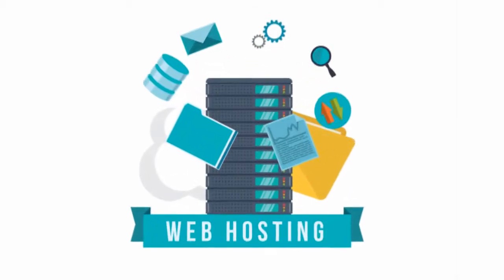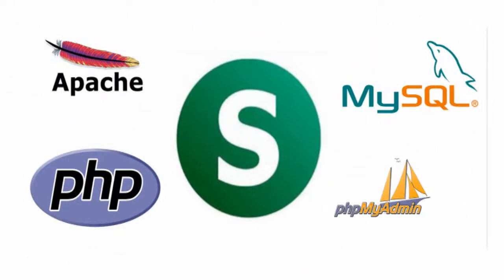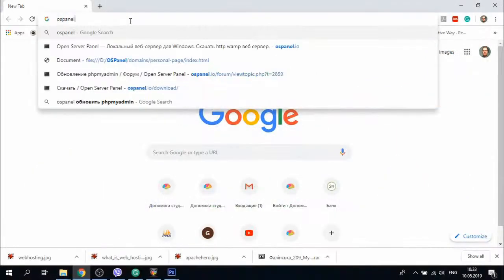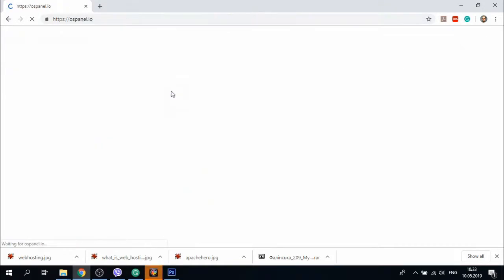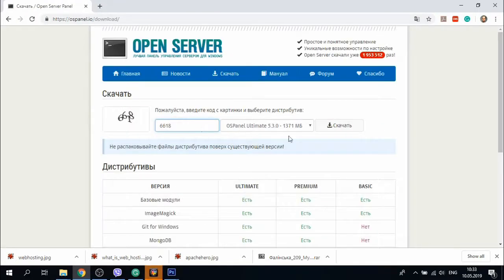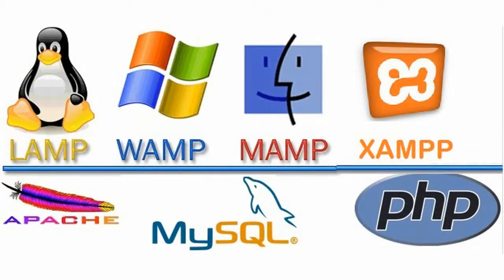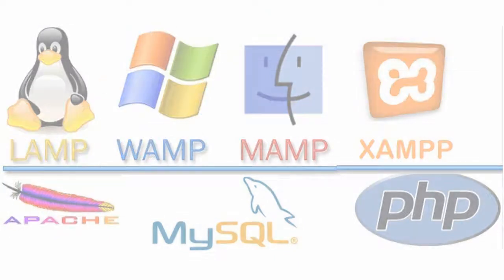Certainly we can use some free hosting to place our files here, but for the development purpose it will be better to have an instance of web server locally. Because my operating system is Windows, the Open Server panel will be used. We can download it from the official website. Let's type OS panel, go by the link and download it. Of course you can use something else like SAMP or others, depending on your operating system.